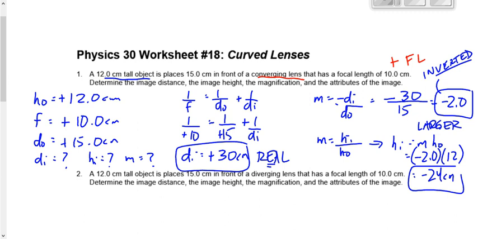Now, you could also determine that it's bigger as a result of this, right? You look at the object height is 12. The image height is 24. Well, that's bigger. It's twice as big.